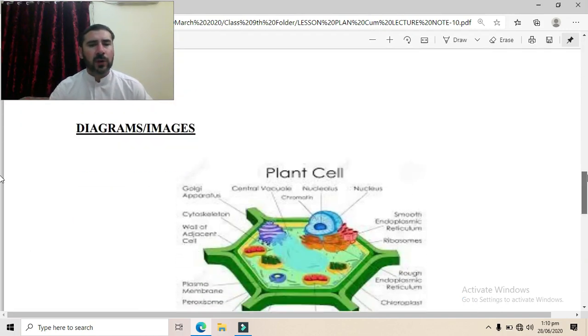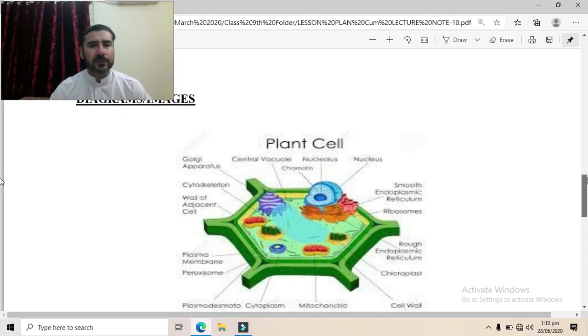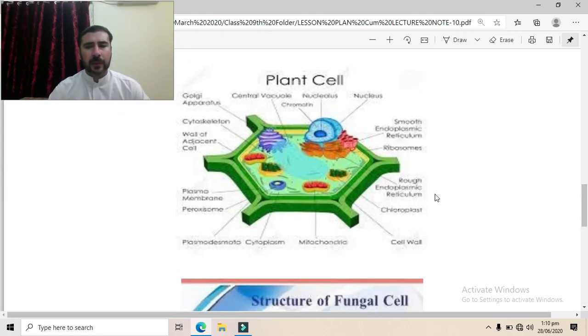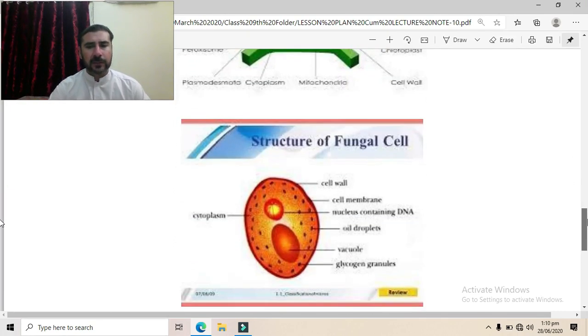Now we will move towards some images. This is a plant cell. This is the cell wall, the outermost layer, which is shown here. This is the cell wall of the plant cell.